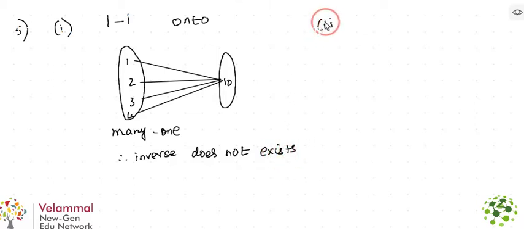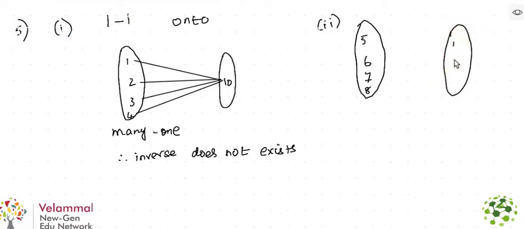Moving on to subdivision 2. You are given g from {5, 6, 7, 8} to {1, 2, 3, 4}. How is it defined? 5 goes to 4, 6 goes to 3, 7 goes to 4, and 8 goes to 2.